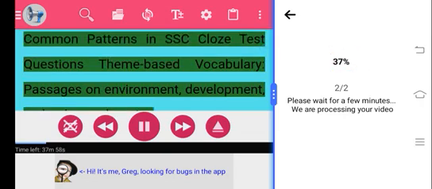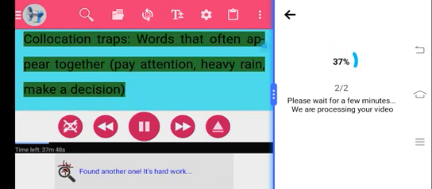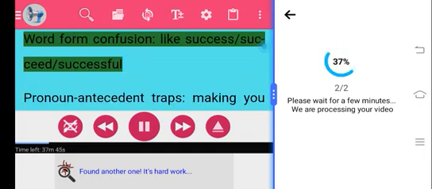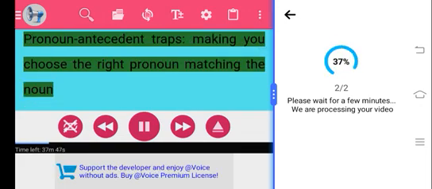Common patterns in SSC close test questions: theme-based vocabulary, passages on environment, development, technology, education. Conjunction traps. SSC loves confusing conjunctions: although, however, because, moreover. Collocation traps. Words that often appear together: pay attention, heavy rain, make a decision. Word form confusion, like success, succeed, successful. Antecedent traps. Make sure you choose the right pronoun matching the noun.